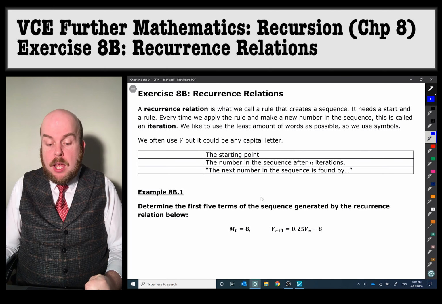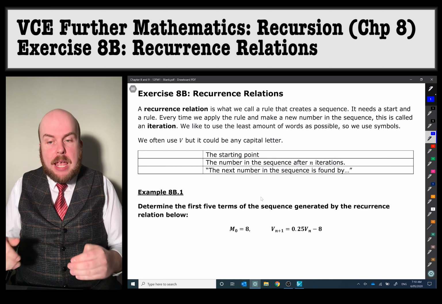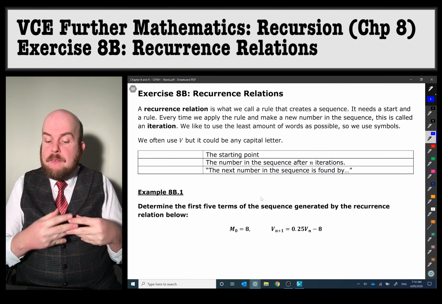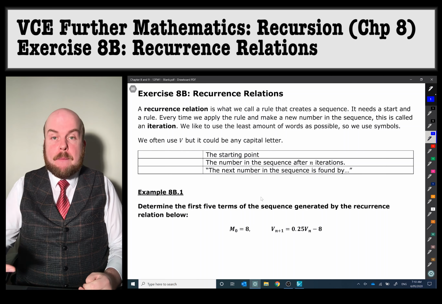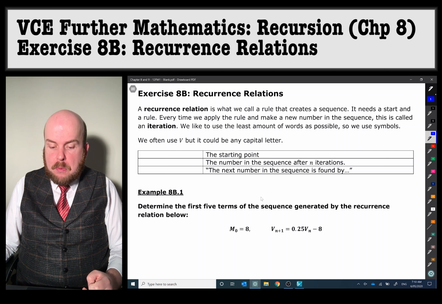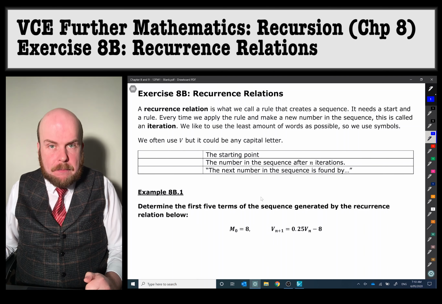Recurrence relations. A recurrence relation is what we call a rule that creates a sequence. It needs a starting value and also it needs a rule. Now every time we apply the rule, it makes a number in the sequence. This is called an iteration. We like to use the least amount of words as possible, so we end up using symbols.